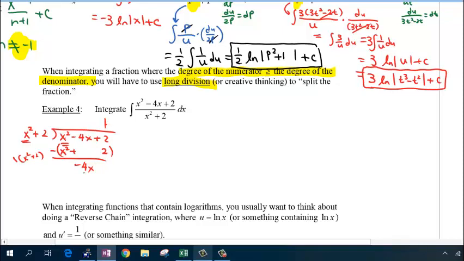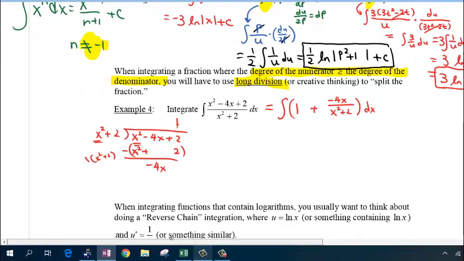Remember, 1 is your quotient. That's your remainder. So really, I can rewrite this question as 1 plus the remainder, negative 4x, all over x squared plus 2 dx. It's also kind of like the idea where you took a fraction like 55 over, I don't know, 9, and then you try to write that as a mixed number.